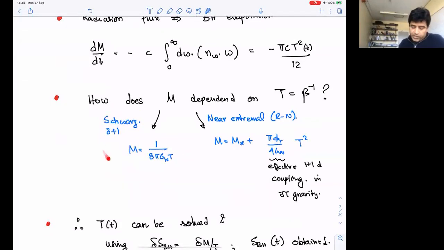Okay, so two examples. The Schwarzschild black hole: the mass is proportional to 1 over the temperature. And that gives us the negative specific heat of the Schwarzschild black hole.